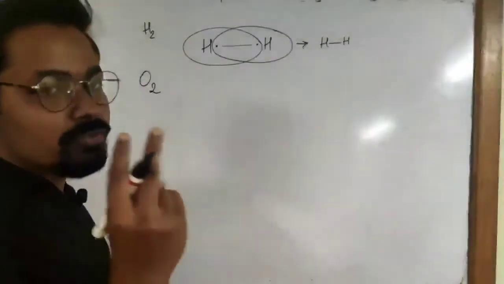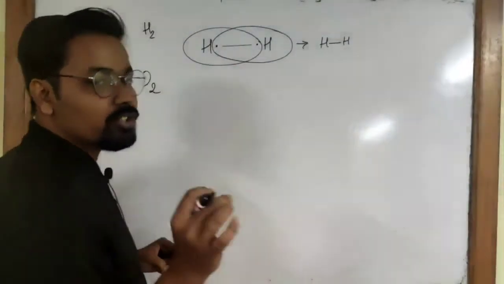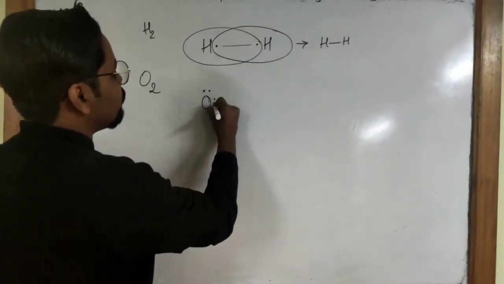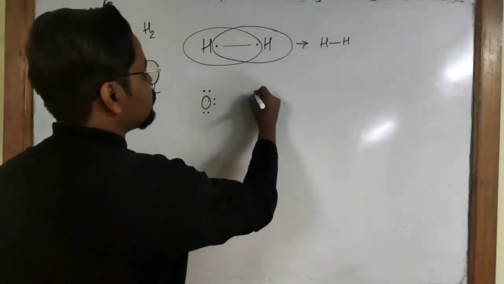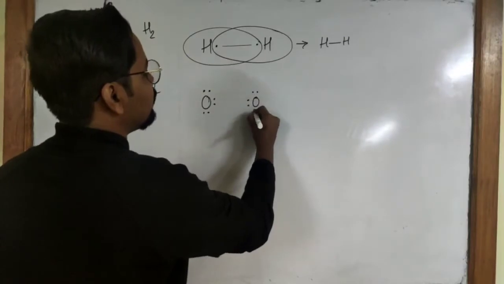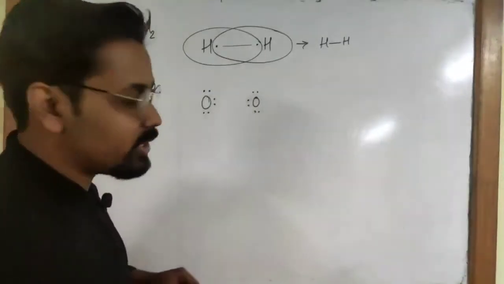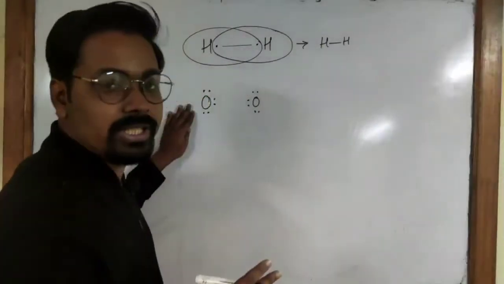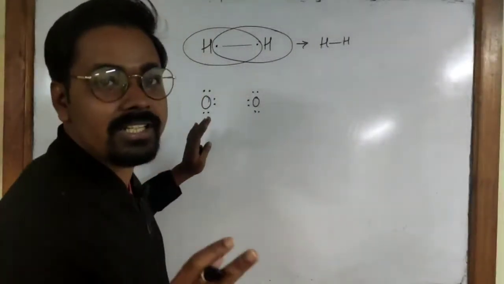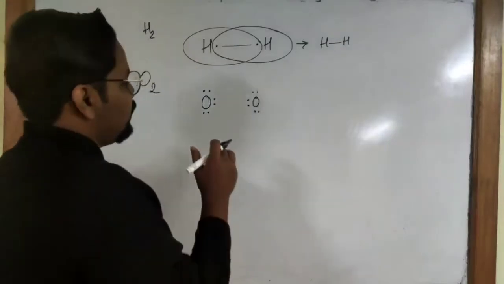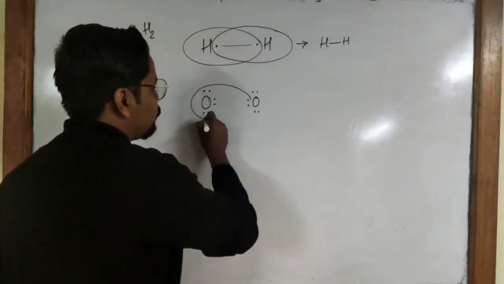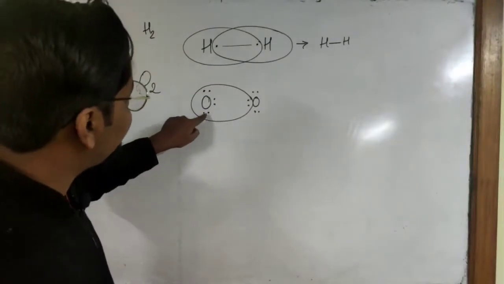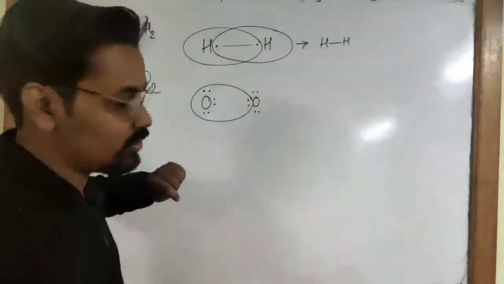Oxygen has a valency of -2. So, it has 6 electrons in the outermost shell. So, oxygen has 6: 1, 2, 3, 4, 5, 6. This oxygen also has 6 electrons in the outermost shell. Now, this oxygen needs 2 electrons to become stable, so that it can have 8 electrons and complete its octet. So it will share these 2 electrons. When it shares, it gets 1, 2, 3, 4, 5, 6, 7, 8 electrons.